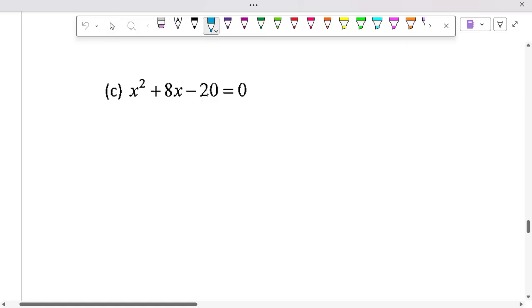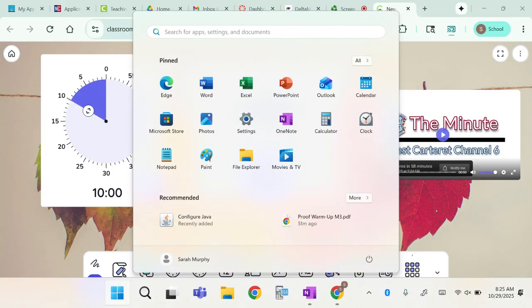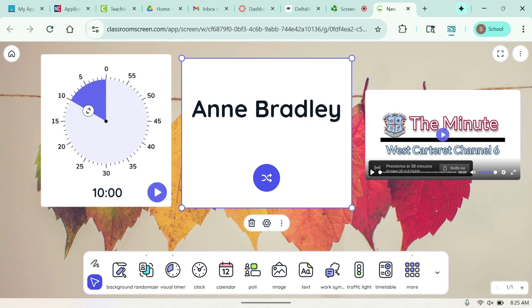Add 20 to both sides. Good. All right. That goes away. I get x squared plus 8x, big space, is equal to 20. All right. What is my next step? And Bradley.